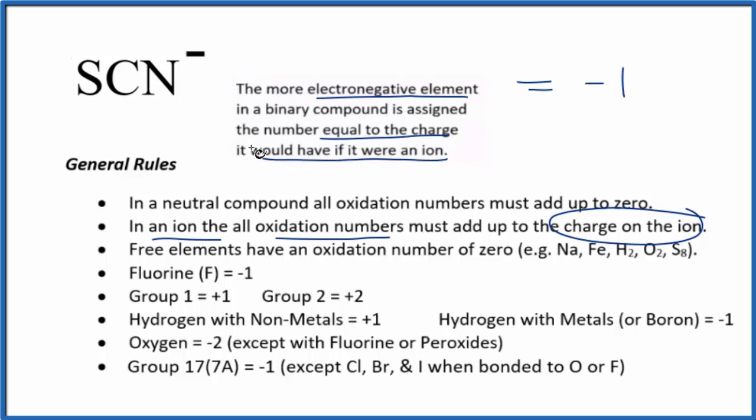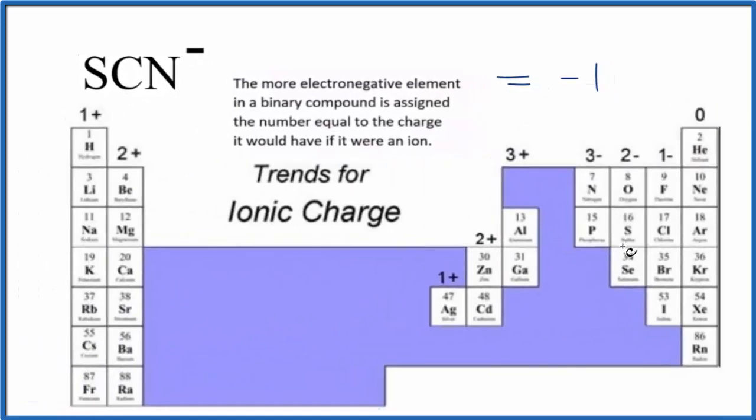So the most electronegative here is nitrogen. So let's look on the periodic table at its charge. Nitrogen, when it's an ion, the nitride ion, is going to be 3 minus. So we can say the nitrogen here will have a minus 3 oxidation number. Sulfur is just a little bit more electronegative than carbon. So sulfur, that's right here underneath oxygen, is going to have a minus 2 oxidation number. And then we don't know what the carbon is. We're going to call that X.